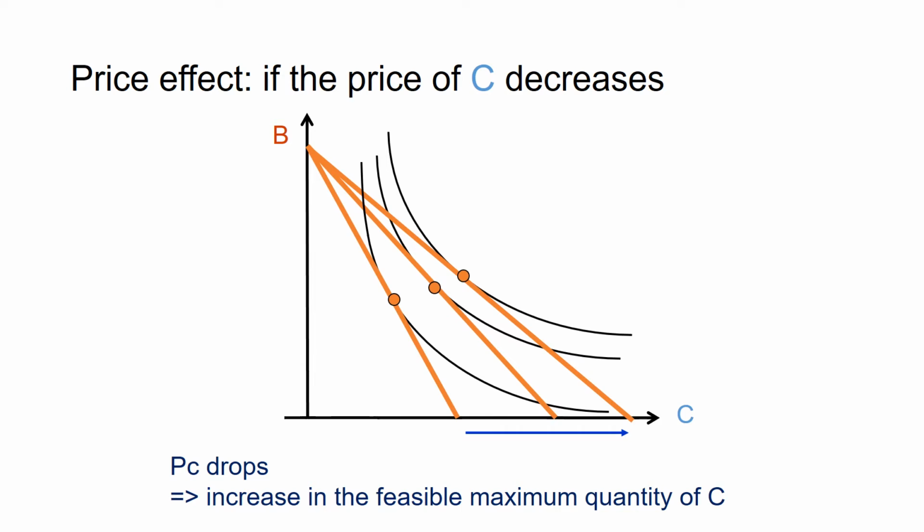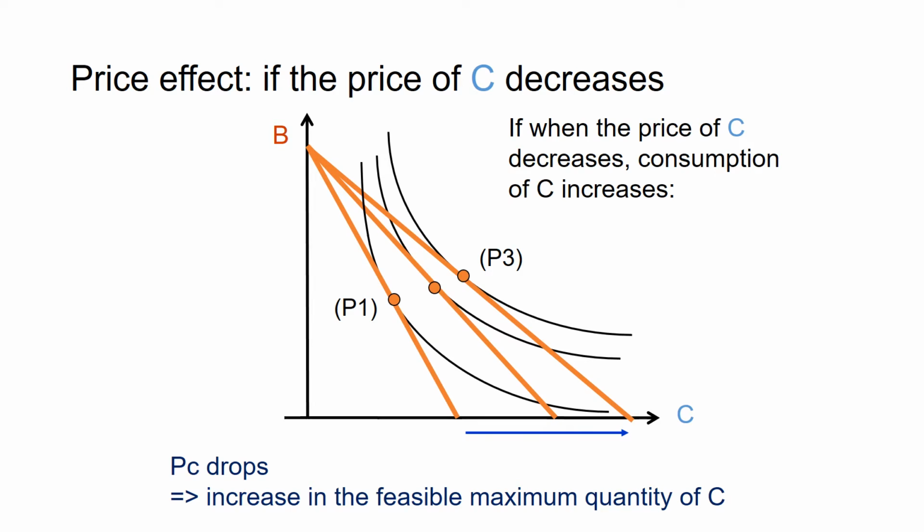Now, if the price of C decreases, this graph suggests that the consumer's optimal consumption point is going to move from P1 to P3. Here we see that when the price of C decreases, the consumption of C increases. This defines what is called an ordinary good. An ordinary good is a good such that when the price of the good decreases, the quantity demanded of that good increases.